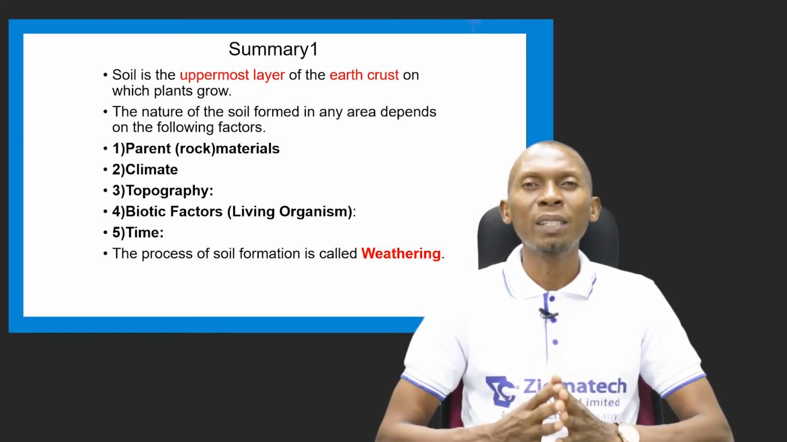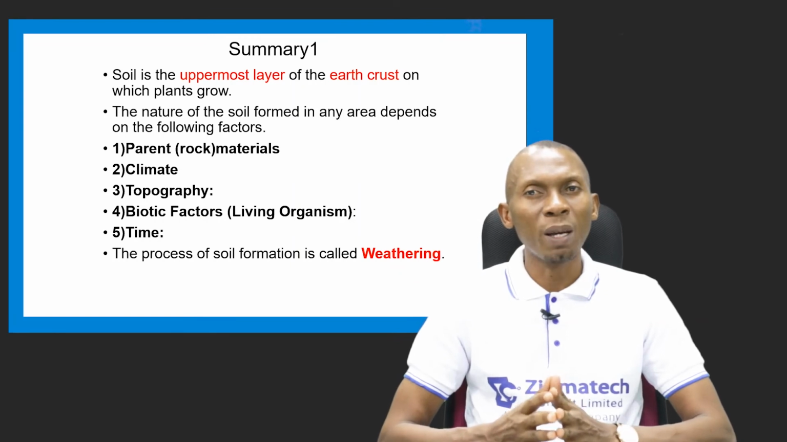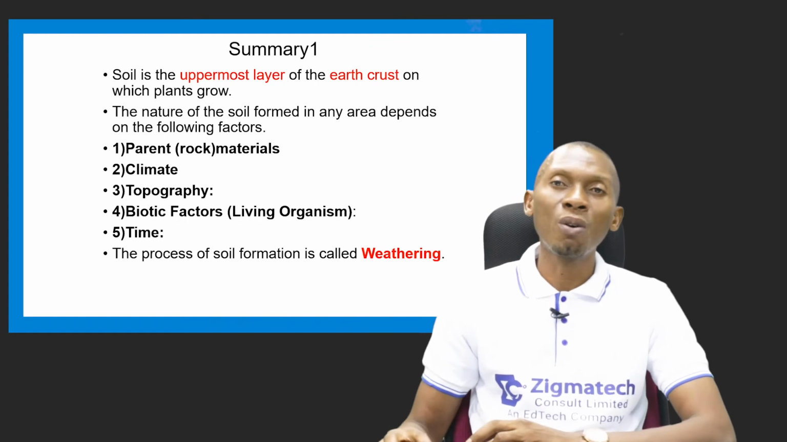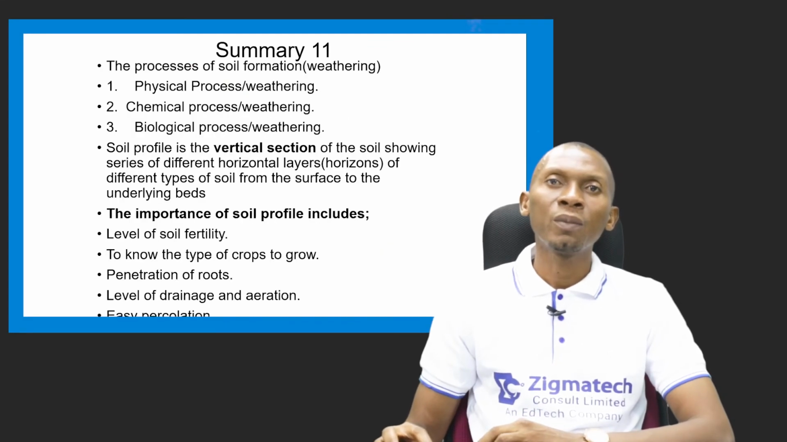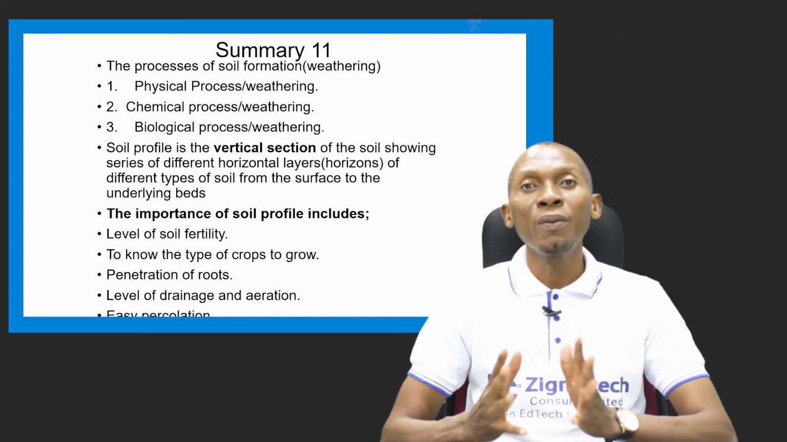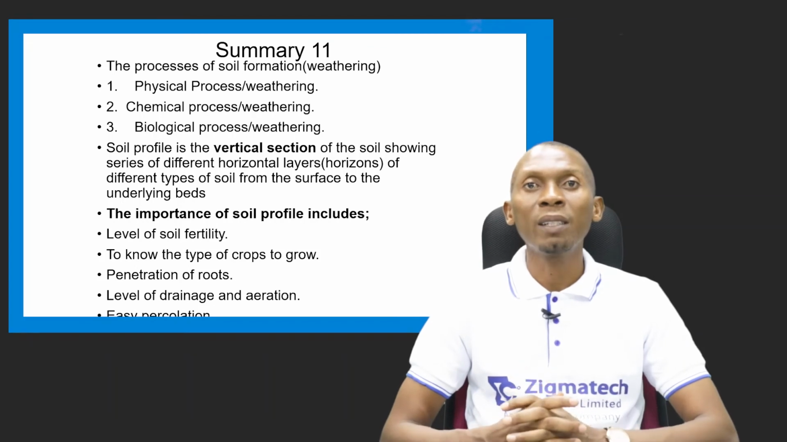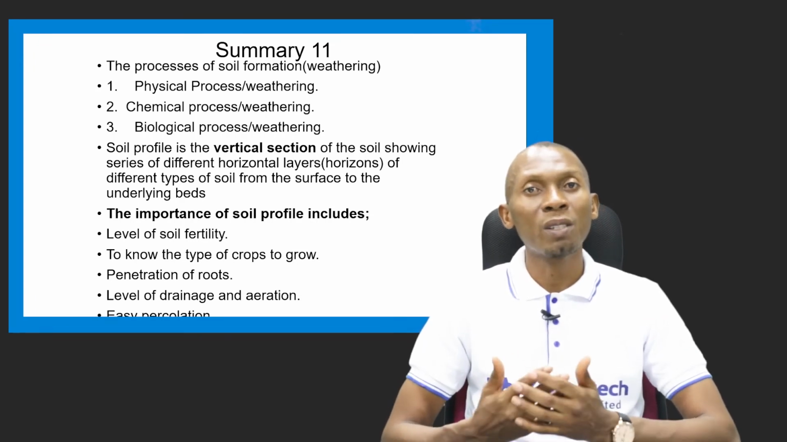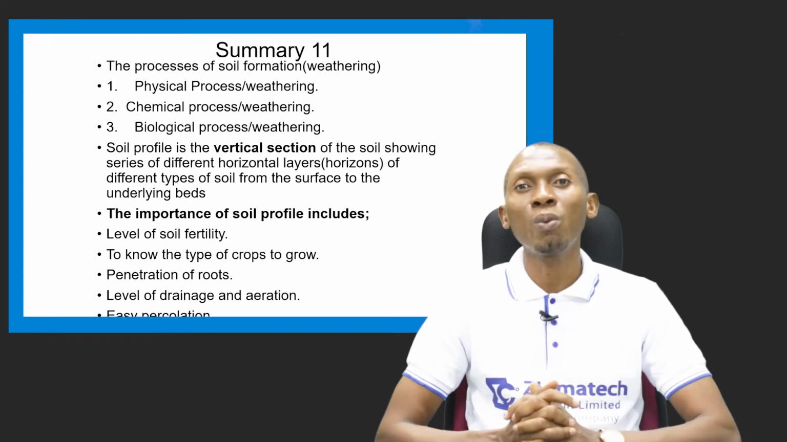Then we also looked at weathering, and we defined the process of soil formation as weathering. We also looked at the various types of weathering, or the processes of soil formation, which include the physical process or physical weathering, the chemical process or chemical weathering, and the biological process or biological weathering.